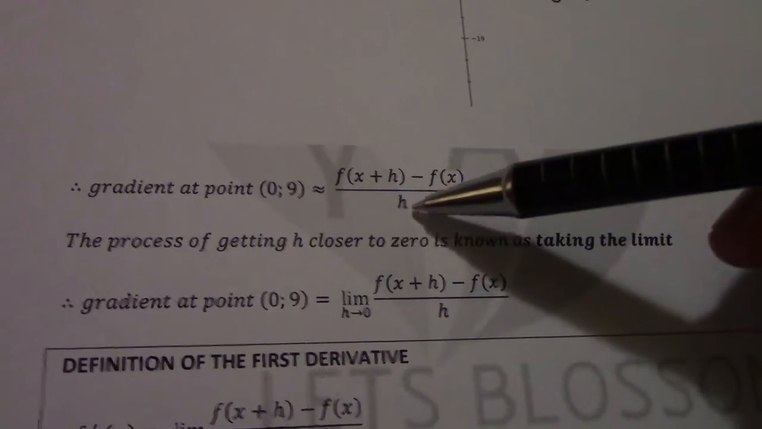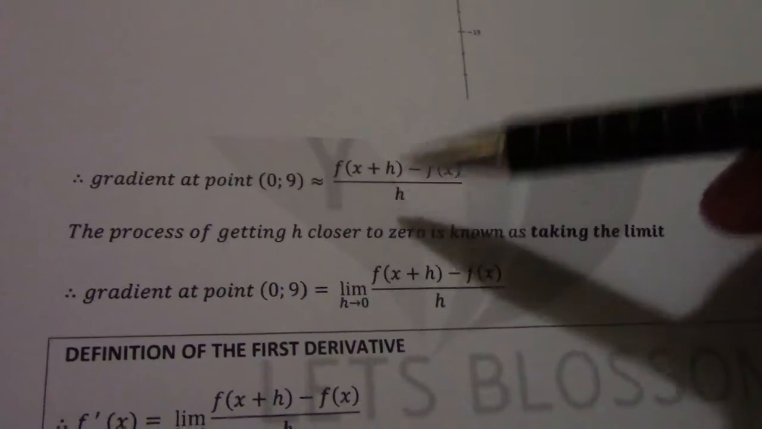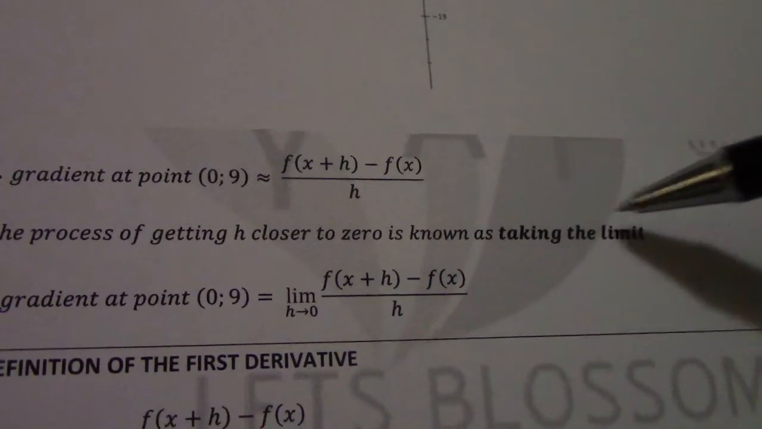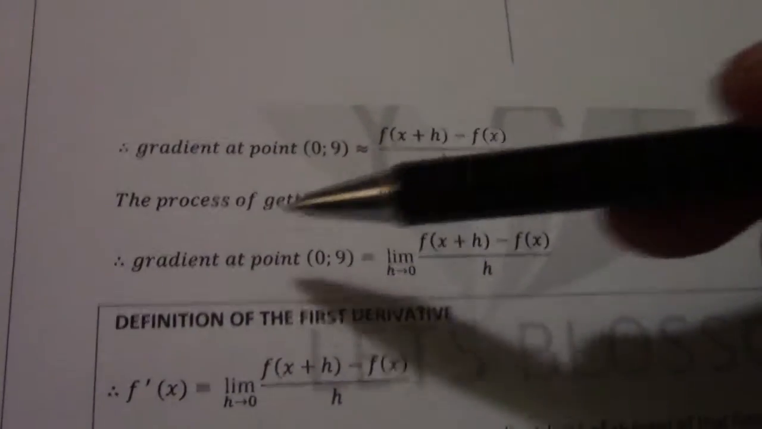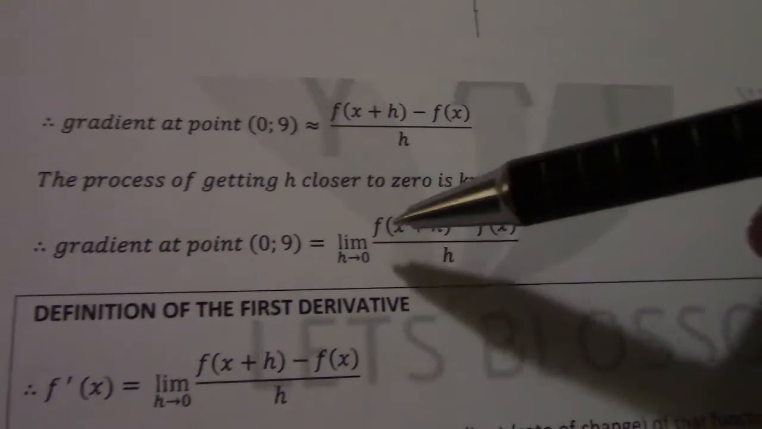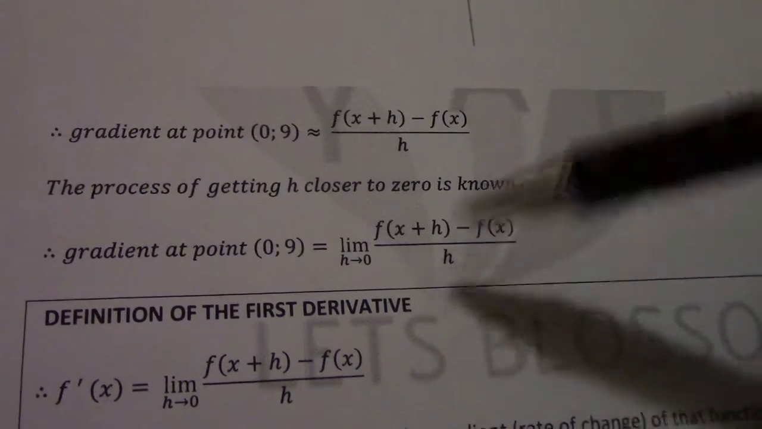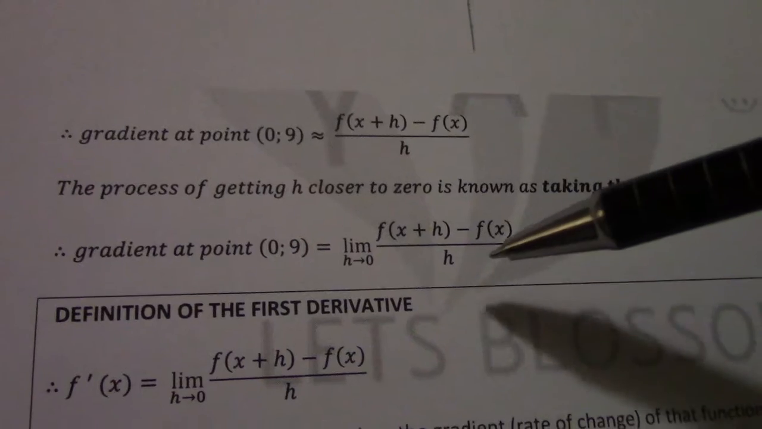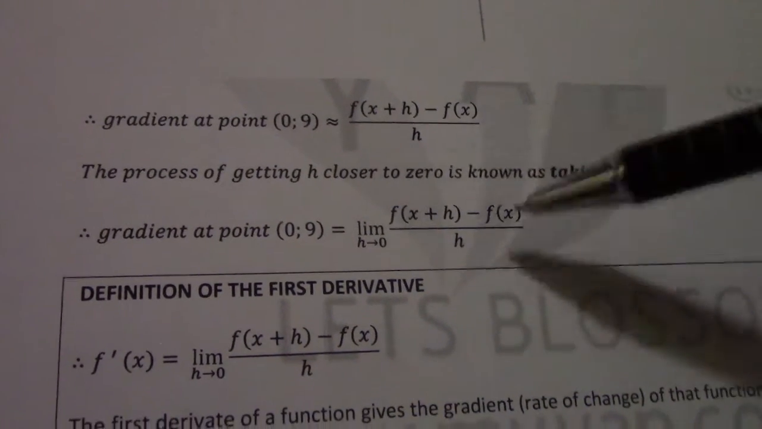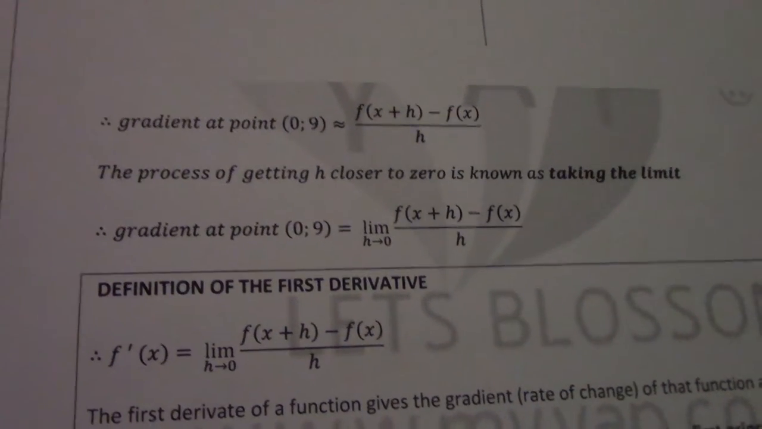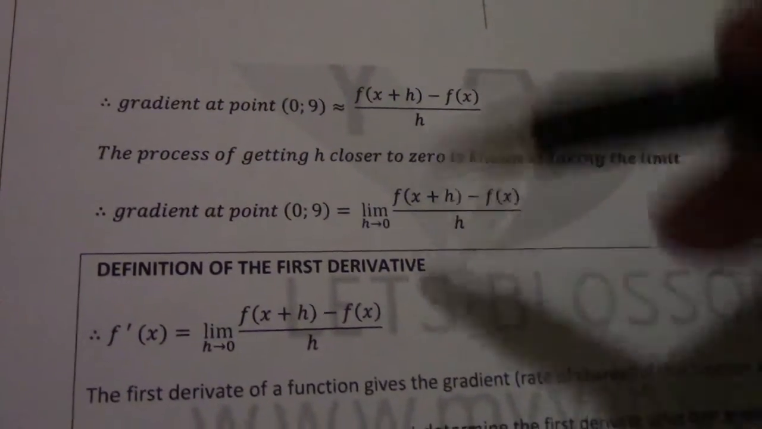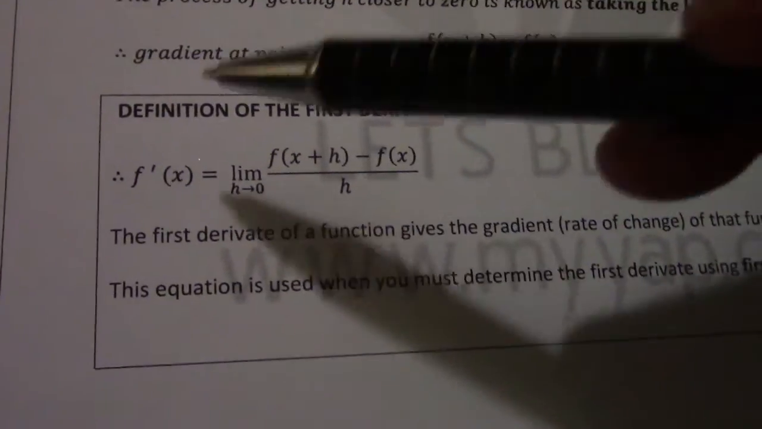So the gradient at point 0 and minus 9 is approximately that. The process of getting this h, when I subtract the two x values, closer to 0 is actually known as taking the limit. Alright? So we can rewrite this and say gradient at point 0 and minus 9 equals the limit as h tends to 0 of f(x plus h) minus f(x) over h. So this allows me to find the exact gradient for that specific curve, and therefore see what rate of change took place. Alright? Per definition, we say this is the definition of the first derivative.